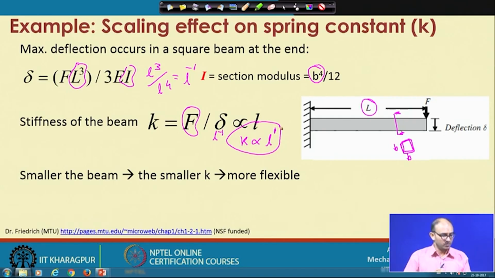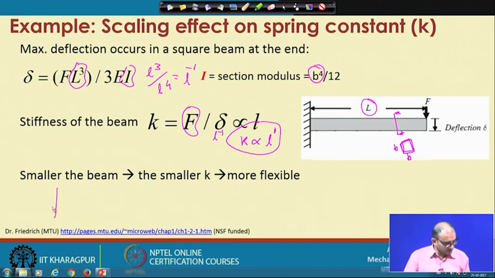So, this is the formula. The smaller the beam, now let us consider, it is linearly scaling with that part. The smaller the beam, the smaller the K value and the more flexible it is. So, that is the advantage of going down into the dimensional scale. Your beam becomes more and more flexible, because if you consider MEMS, or micro electromechanical systems, there are many applications where you use the cantilever beam as a sensing element.